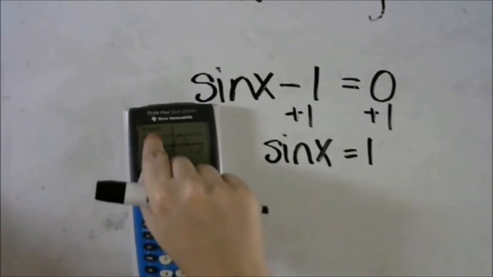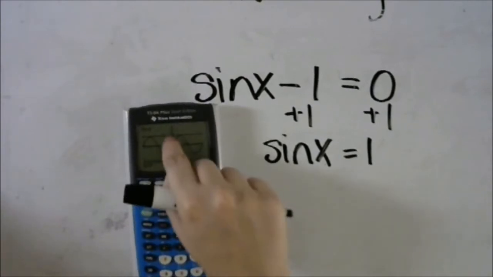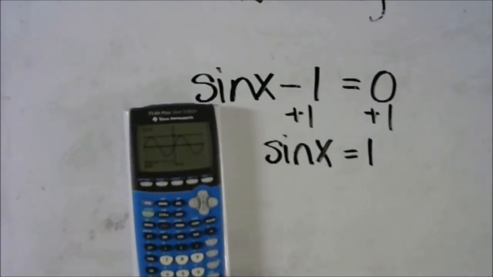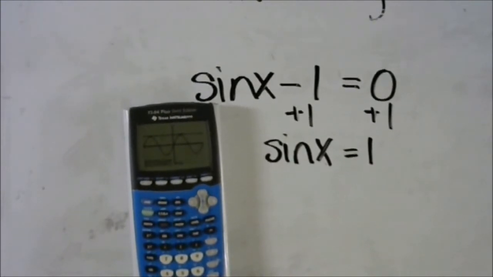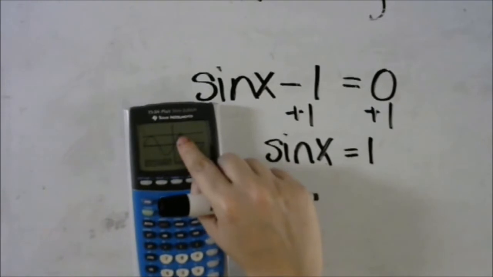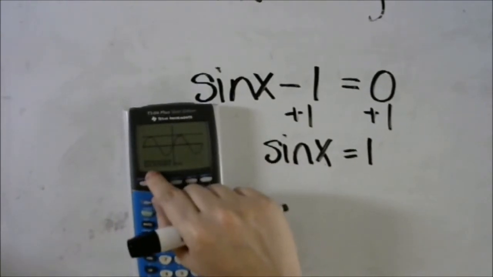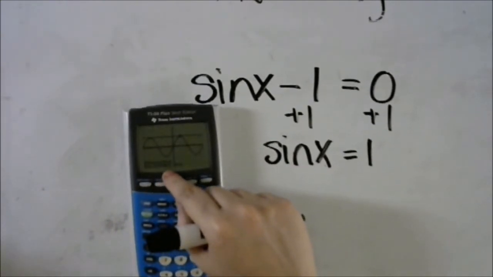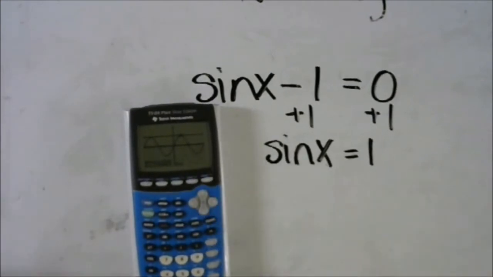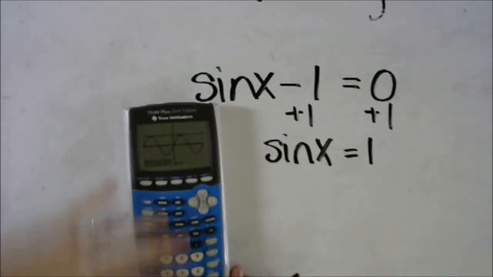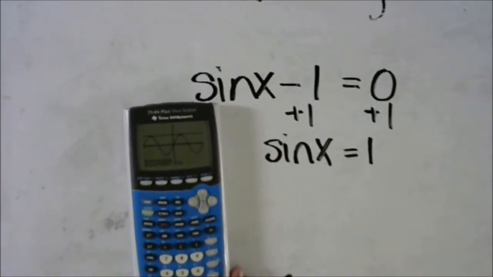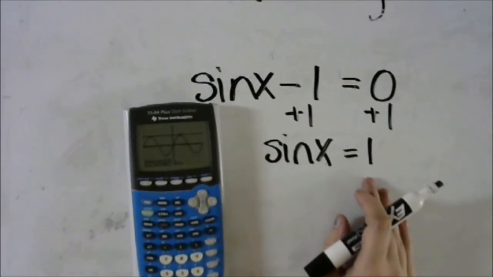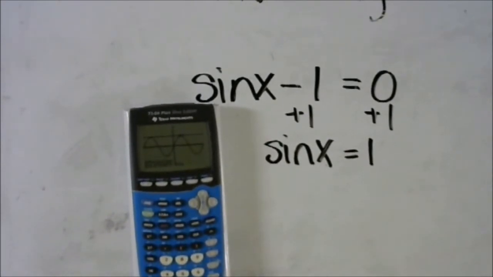The first curve is sine x. The second curve is 1. We would like to guess our solution. And there it is. The intersection occurs at 1.5707973, comma 1. Well, that strategy works really well when we're trying to approximate our answers, but because 1 is a value on our unit circle, we need an answer that's a little bit more exact.